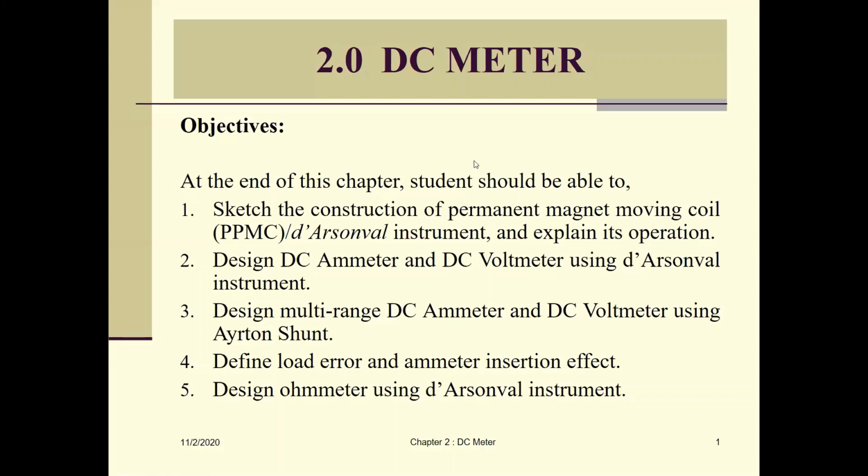topic, you should be able to sketch the construction of the permanent magnet moving coil, or sometimes we call it the ensemble instrument, and then explain its operation. The second LO is to design a DC ammeter and a DC voltmeter using the ensemble instrument that I mentioned to you. So the DC ammeter is to measure the current, and the DC voltmeter to measure the voltage.